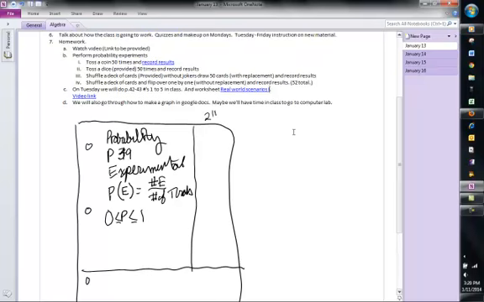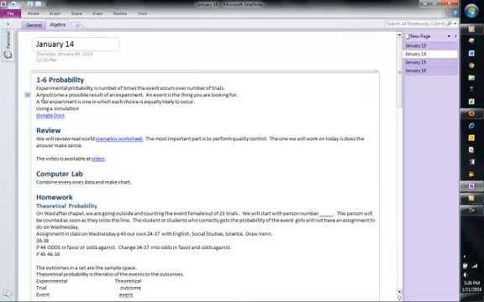Okay, so we've got probability, we've got experimental probability as the number of events divided by the number of trials. I'm going to make sure we've got everything else that's on the notes. An outcome is a possible result of an experiment, and the event is the thing you're looking for.